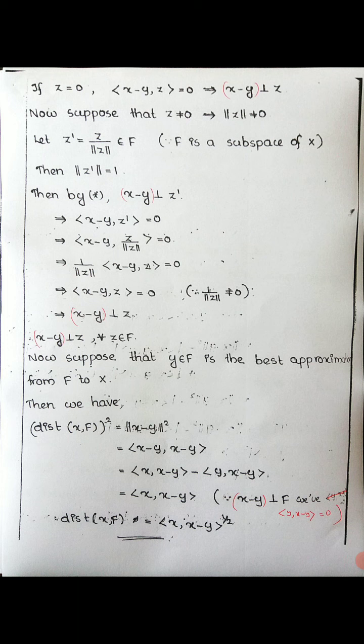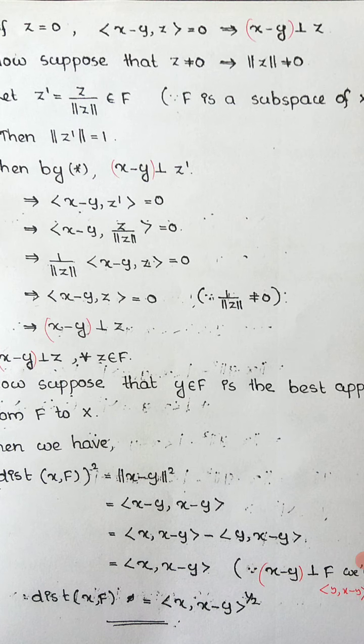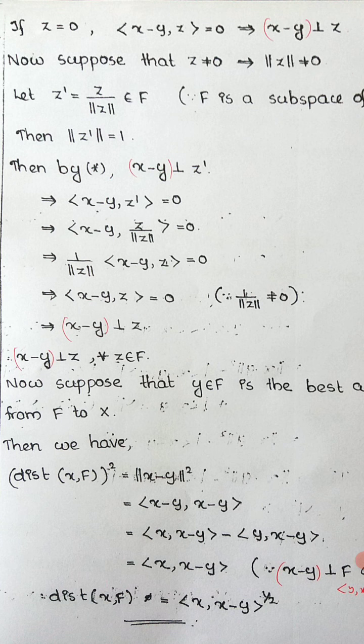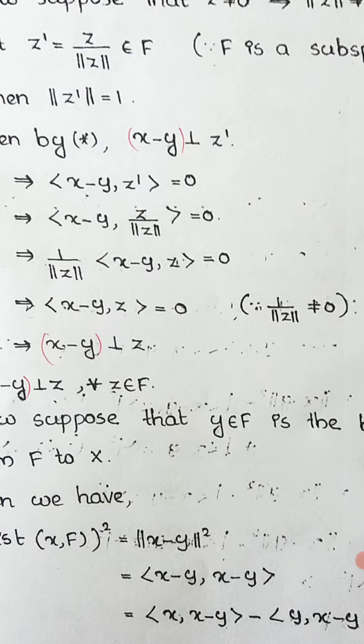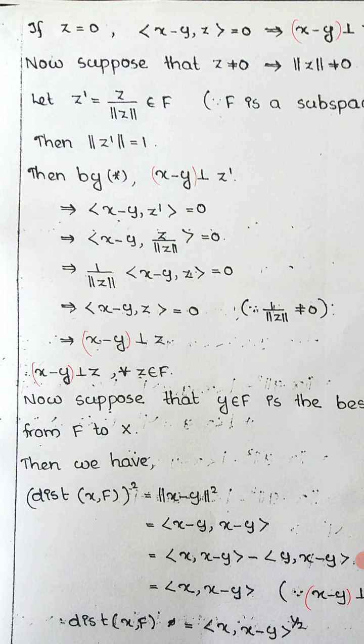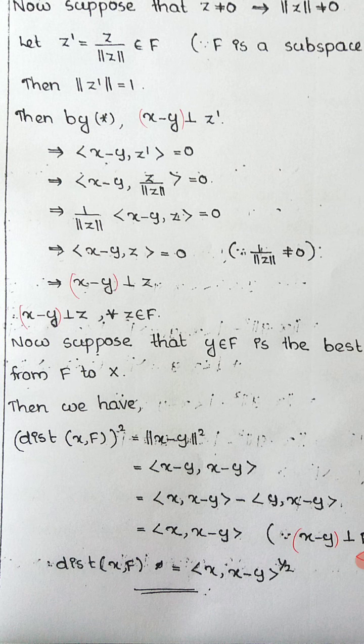So if z equals 0, the inner product x minus y, z equals 0, which implies x minus y is orthogonal to z. Suppose z is not equal to 0, that is, norm z is not equal to 0. So you can define a new term z dash, that is nothing but z divided by norm z. Definitely it is an element of F because F is a subspace, and norm of z dash is 1. Using our result, the star, we get x minus y is orthogonal to z dash, or the inner product x minus y, z dash is 0. Replace z dash by z by norm z, with 1 by norm z taken outside: 1 by norm z into the inner product x minus y, z equals 0. Since norm z is not equal to 0, of course we get the inner product x minus y, z equal to 0, or x minus y is orthogonal to z for all z in F.